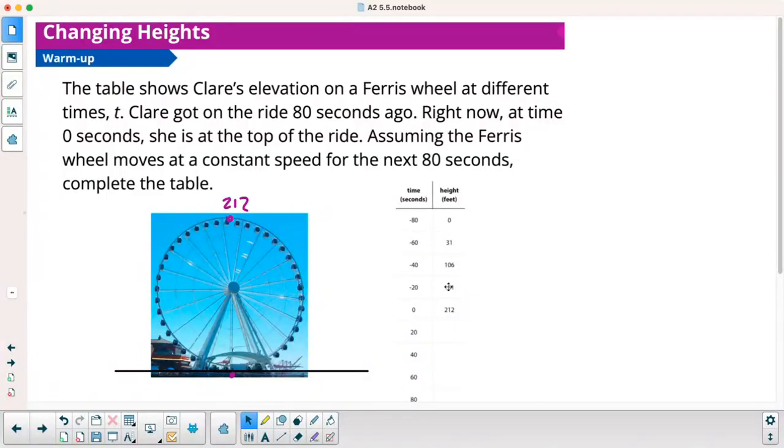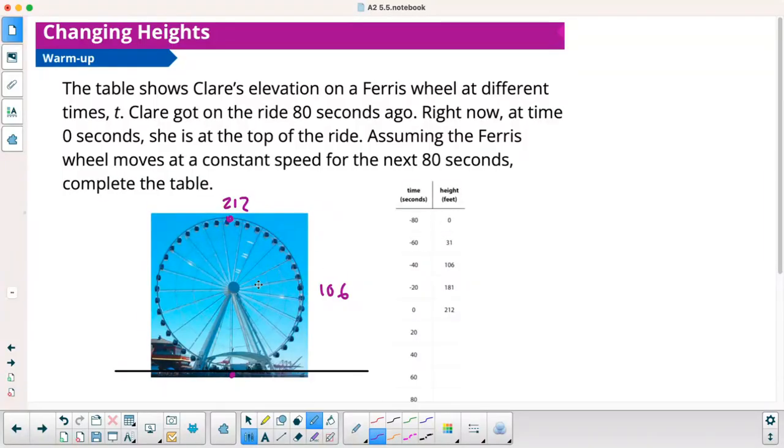So halfway here, 106. Okay, so this is probably right here at 106. So let's see here. It takes 40 seconds to get here because it was negative 80. So right now she's at the top at time 0. But as I go back, halfway would be 106. So that was at negative 40. And then down at the bottom at negative 80 is at 0.